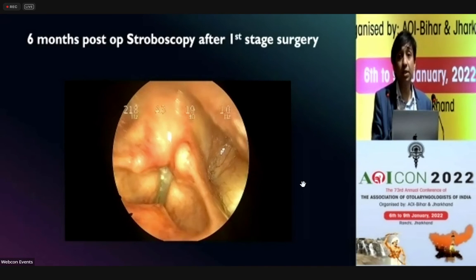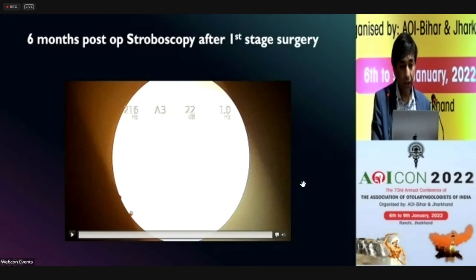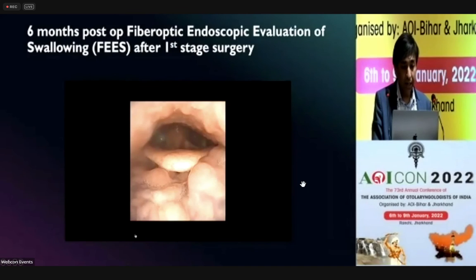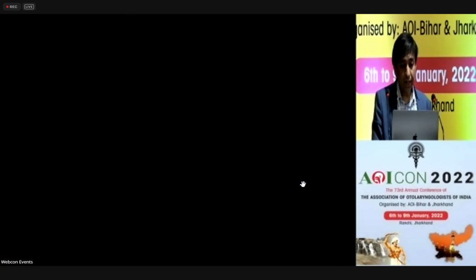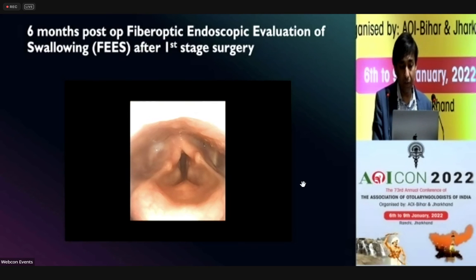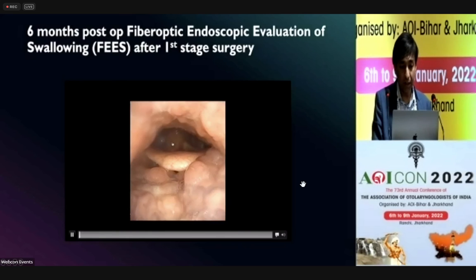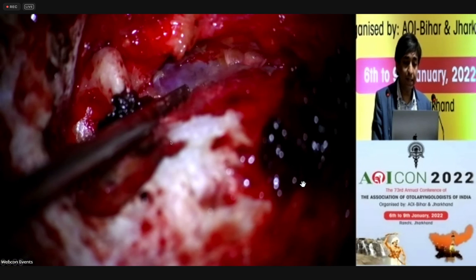This is post-surgery. There is complete recovery of his vocal cord. And this, I did a FEES. So again, swallowing is practically normal, compensated vocal cord movement, slight pooling of saliva on the ipsilateral side, but otherwise normal.